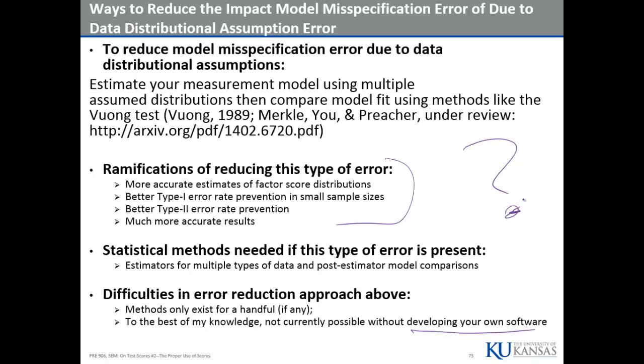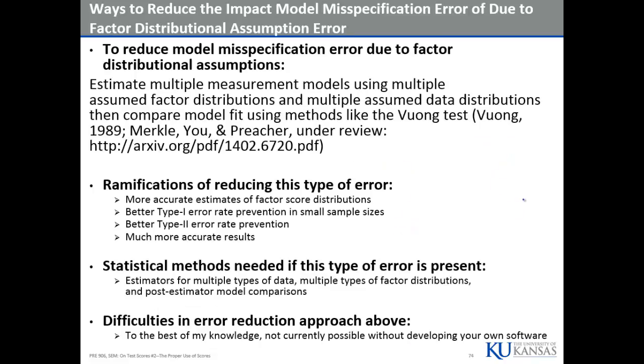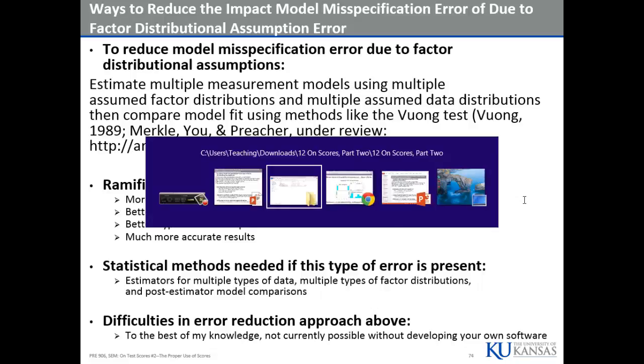So that's cool. We get to the last one. What about the factor distribution? There was a normal distribution we assumed about it, too. What if that's not the case? And I mentioned I had this talk with Megan.